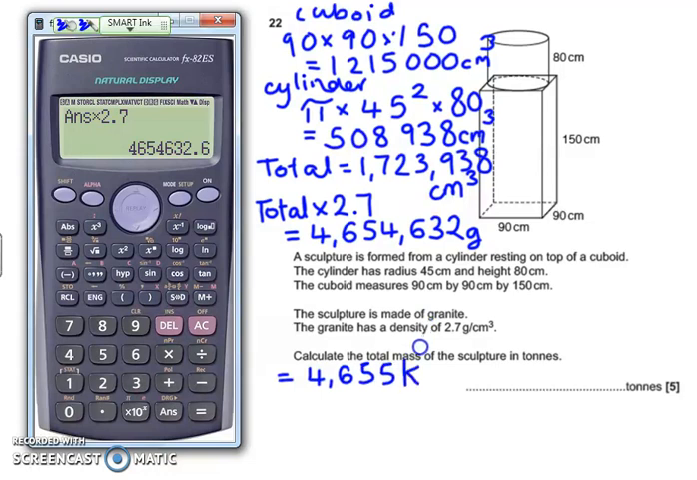So that's kilograms. Now we're going to turn that into tons, so again there are 1,000 kilograms in a ton, so divide that by 1,000 again, and our figure in tons will therefore be 4.655. And that will be our final answer for a full 5 marks.